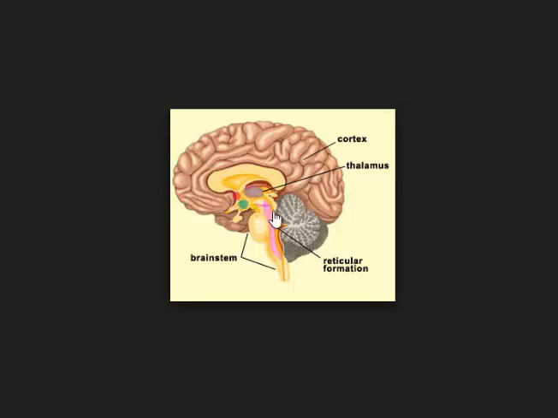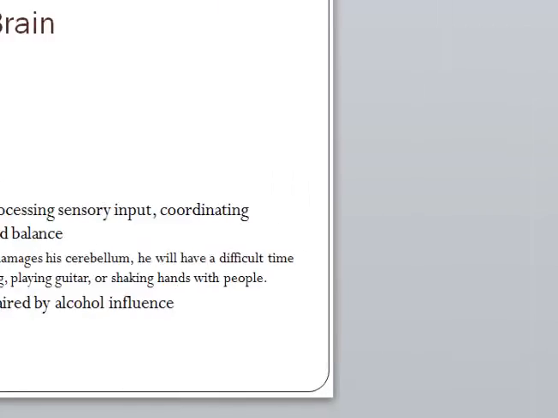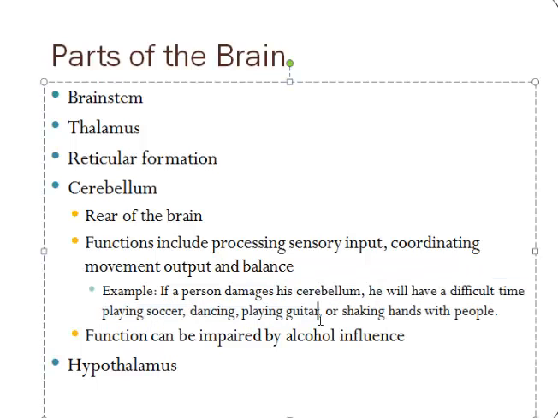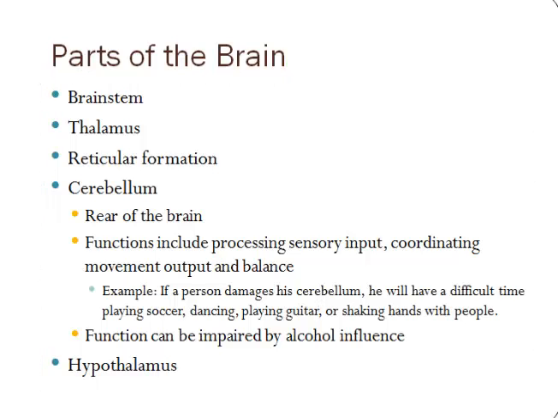There's the reticular formation, which is also over here in the lower part of the brain. You've got the cerebellum, which is down here, back here. We'll discuss in a minute what this big part of the brain is. Now we're discussing these little parts over here, which are kind of secondary, especially when it comes to psychology. You got the cerebellum, which is the rear of the brain. The functions include coordinating balance and movement, things like that. If a person damages the cerebellum, might have difficulty playing soccer or even standing up. Really, anything that controls balance is really controlled by the cerebellum.